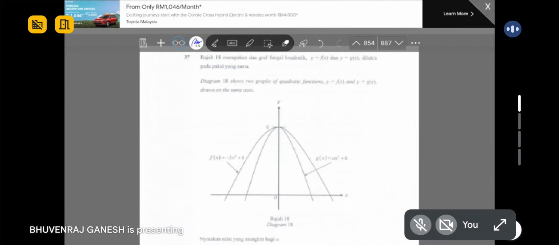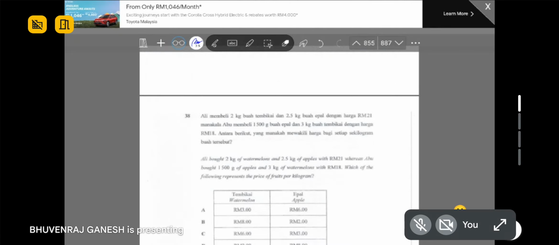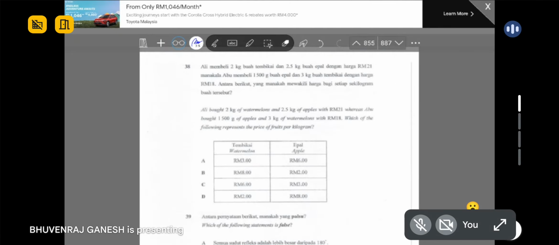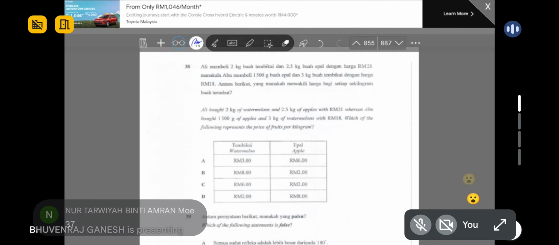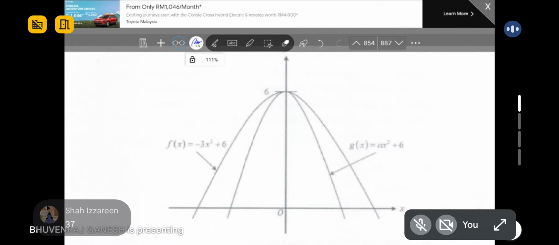37 also tak ada. Okay, don't have. Tak ada. Okay, 38, 38. I think very simple lah. 37. Okay, so this one state the possible value of A.